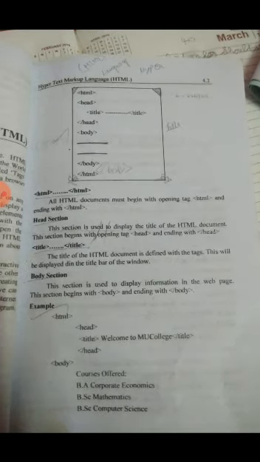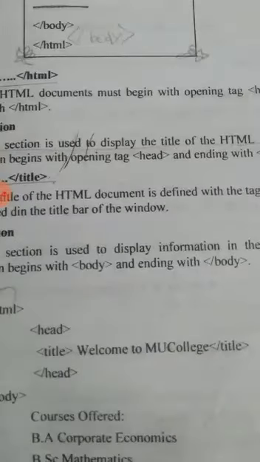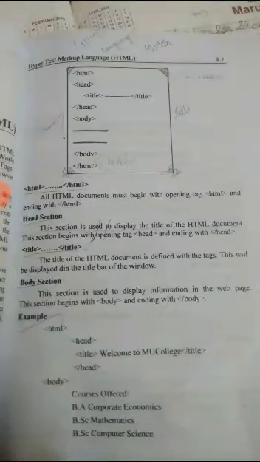Example for a simple HTML document: HTML head. Within a head tag we can include the title tag. Within a title tag we can specify the title of the HTML document. Here we mentioned Welcome to MU College as the title for the HTML document. After closing the head tag, we can start the body section by using the body tag. In that body tag we mentioned the text like courses offered: BA Corporate Economics, BSc Mathematics and BSc Computer Science.